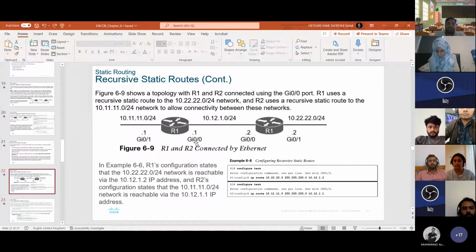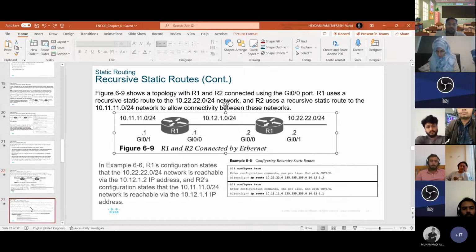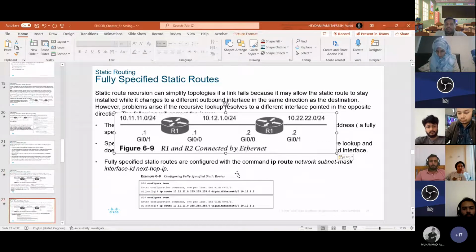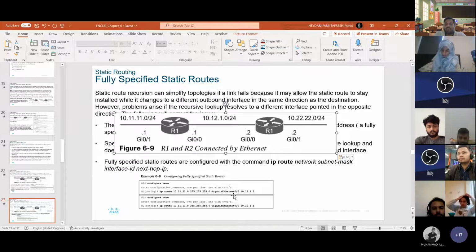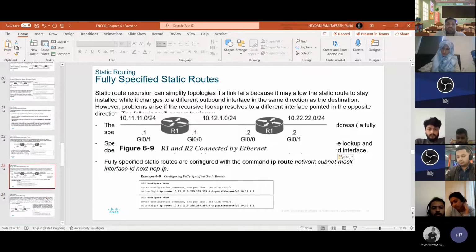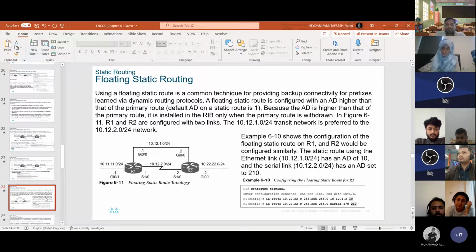Therefore, in the same example, you go to R1 and say, in order to get to 10.22.22, you need to leave this interface and your next hop IP is this. This is called fully specified, so all information is provided: exit point or egress point, as well as your next hop. And you tell R2 that to get to this subnet, your egress interface is going to be this, and your next hop IP address is going to be this. Is that clear? Yes, sir. That's good.